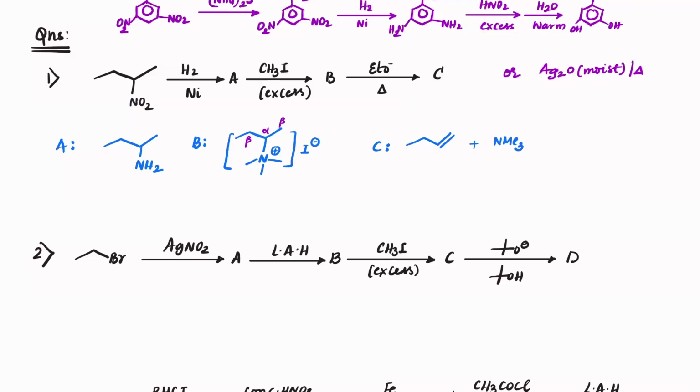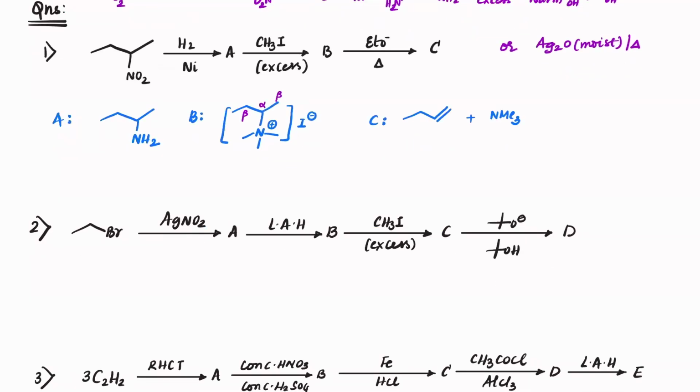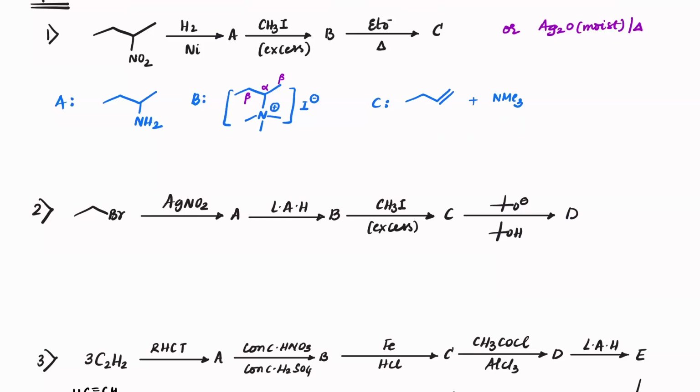Instead of taking this, we usually take Ag2O, moist, and heat. Ag2O moist will make the iodide precipitate as AgI, and the oxide will convert into OH minus, which will act like a base to make the elimination happen. So this last reaction from B to C is also called exhaustive Hofmann elimination. All of you are done. This is an important recall from the previous topics.